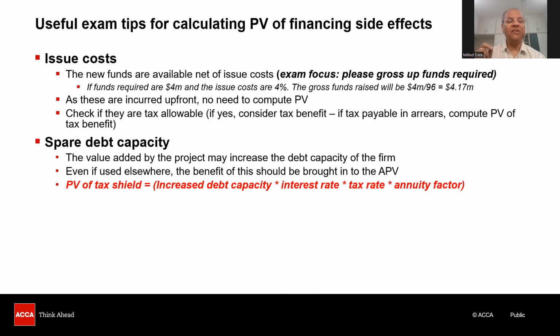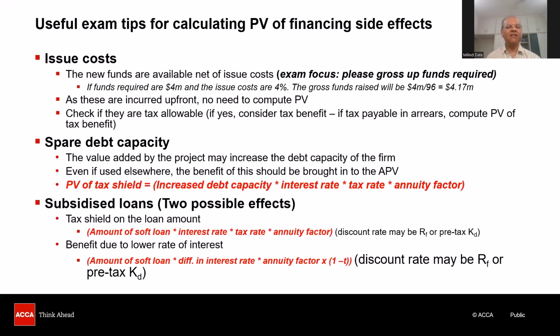And the present value of this spare capacity should be calculated using the formula trick that I have given. It's logical. Take the increased debt capacity value, multiplied by the interest rate, the tax rate, because you're going to get the tax advantage on that, and the annuity factor based on the period for which you are raising this particular debt or the life of the project. So second financing side effect. The third financing side effect could be related to subsidized loans.